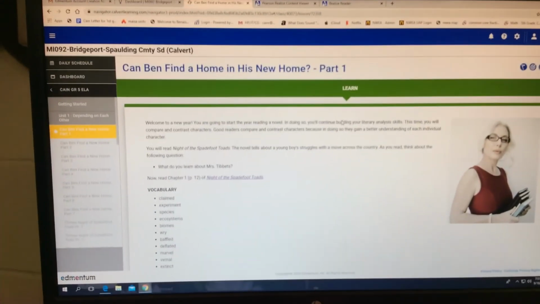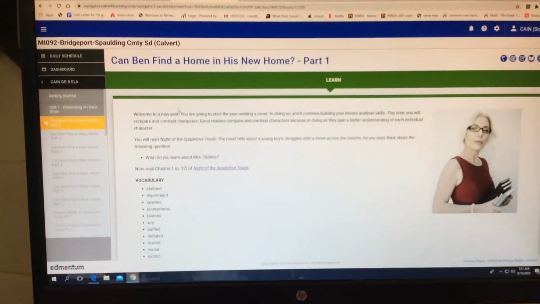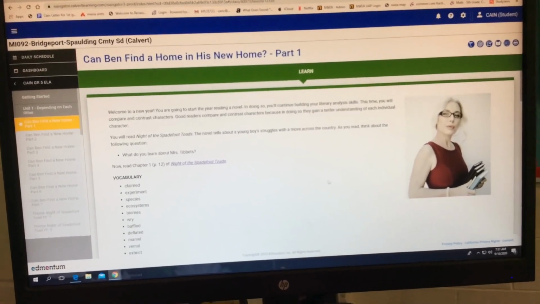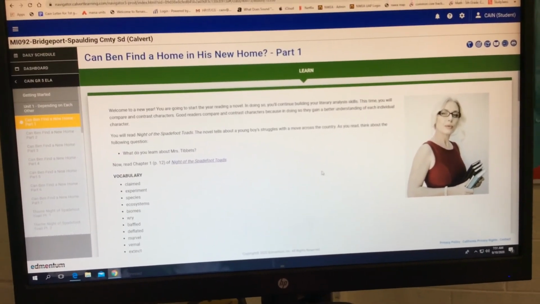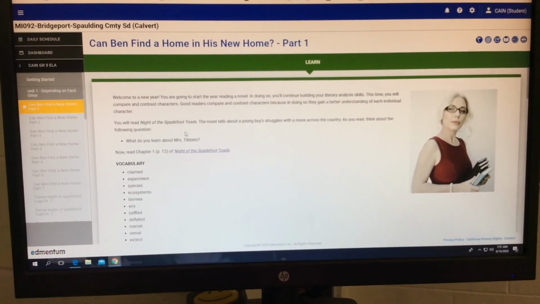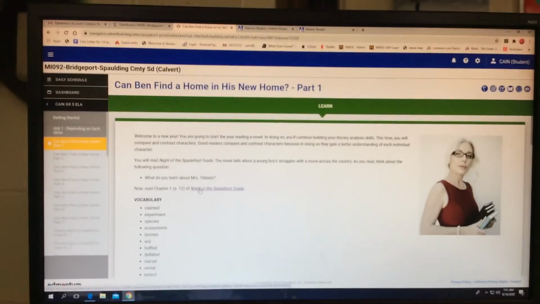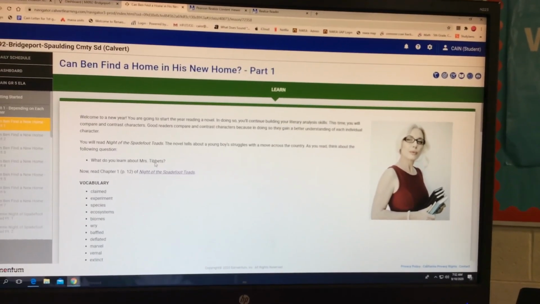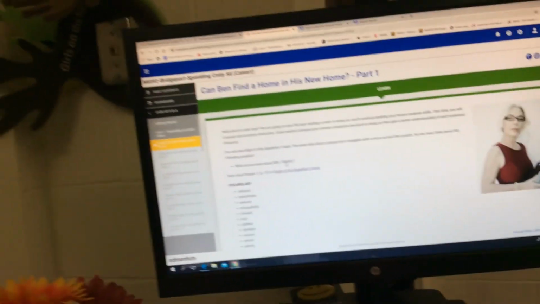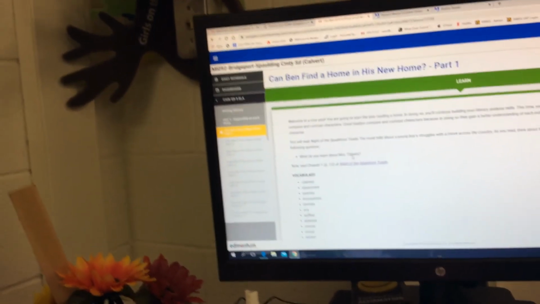So, it says, can Ben find a home in his new home, part 1. It says, welcome to a new year. All of these things are things that they need to read. You will read Night of the Sparefoot Toads. It's a novel. It says, what do you learn about Mrs. Tibbets? This is something that you might want to take notes on in a notebook. Just a spiral will work. You're going to have a spiral or a section. This one has 3 sections to write notes for each thing.